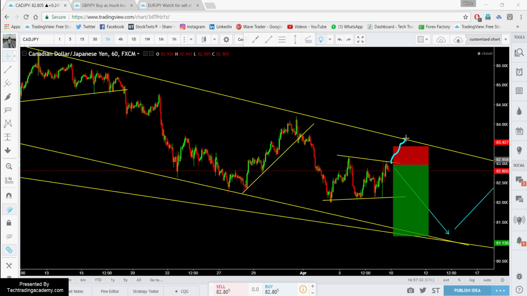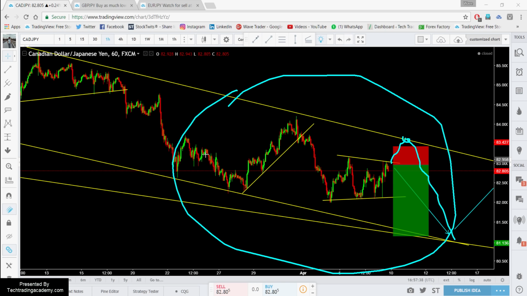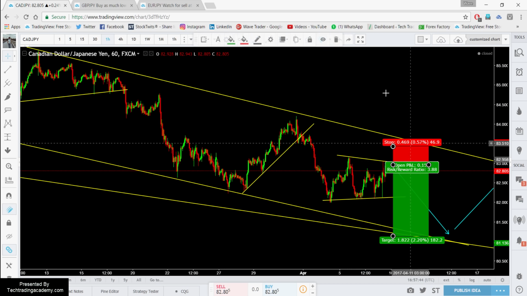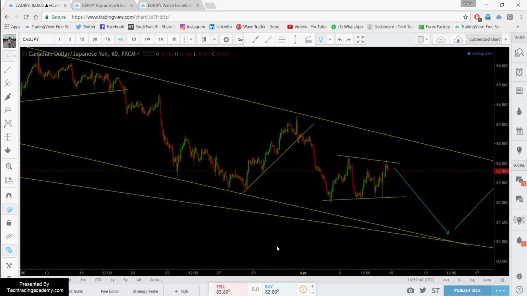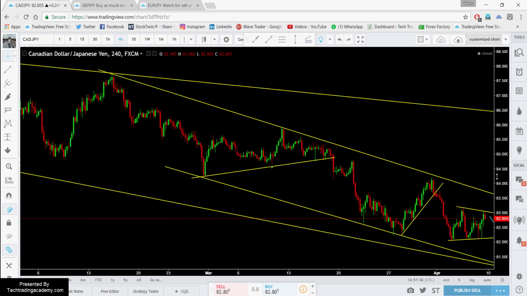It can come up to the trend line, can stop here, and then can fall back again, because price is still within this formation, this pattern formation. So it's up to you. If you are looking to sell for short term, then you need to understand the risk.